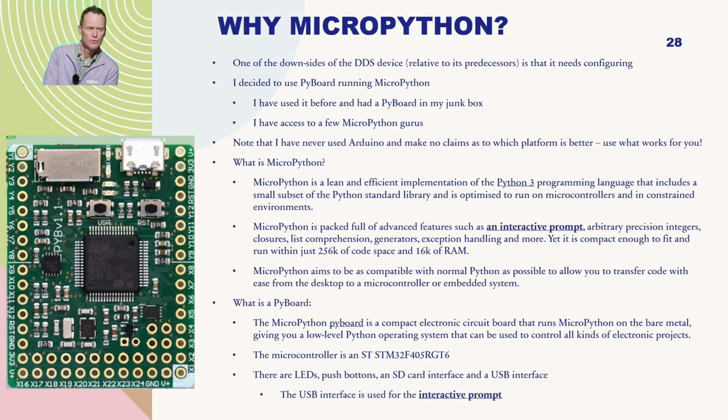This one's a scaled back version of that, I guess is how I like to think about it. It's got lots of features, including an interactive prompt, which is very handy, and I'll show you how we can use that in a little bit. It can do arbitrary precision integers, lists, generators, all sorts of stuff that fits into a very small amount of code. 256K of flash and 16 kilobytes of RAM.